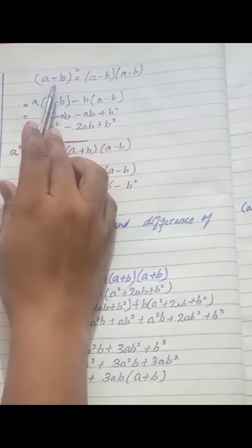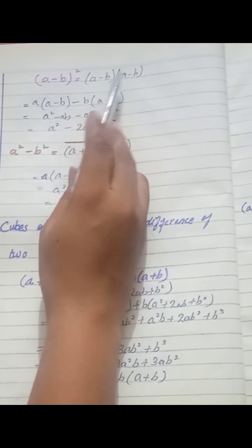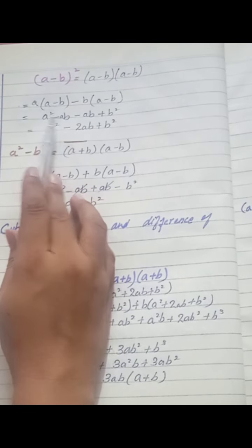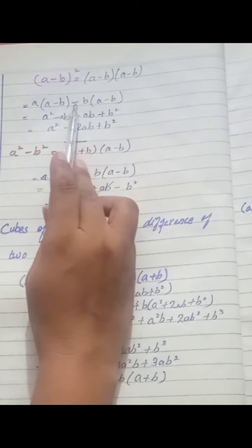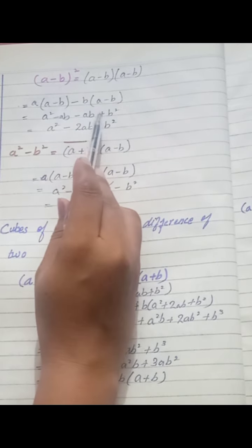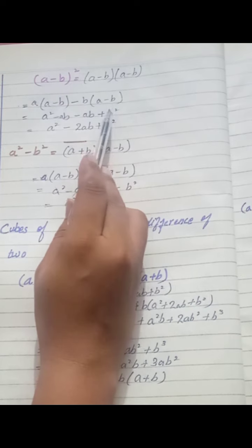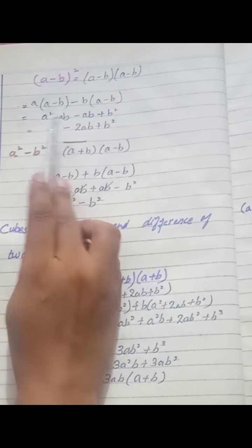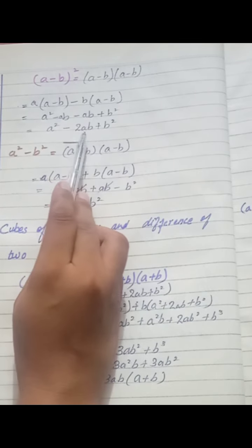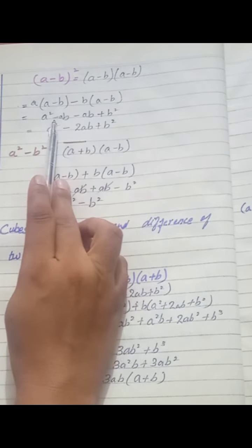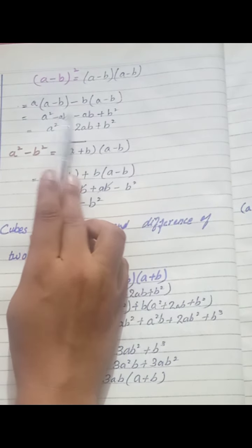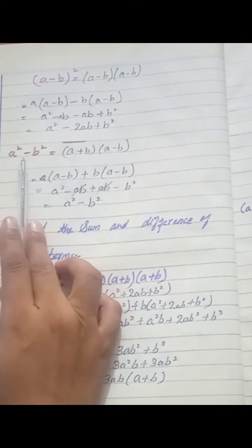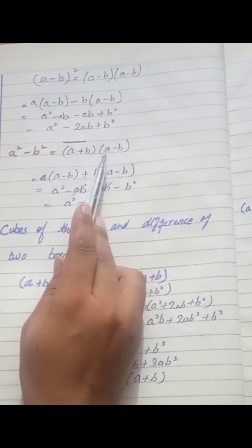Similarly, if we have (a minus b) whole square, we have a minus b multiplied by a minus b. When we multiply, we have a square minus ab minus ab, and then b multiplied by b, we have b square. So we have a square, and the sign will be minus, so minus 2ab plus b square, because both signs are minus, so we write minus 2ab plus b square. Similarly, a square minus b square is equal to (a plus b) and (a minus b).